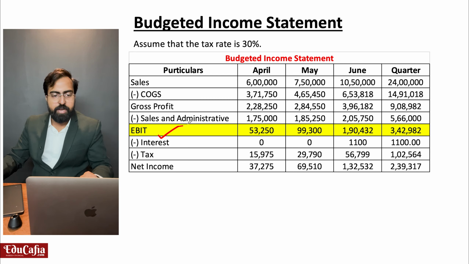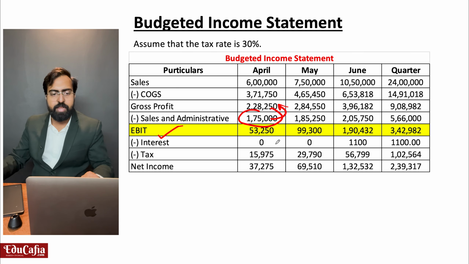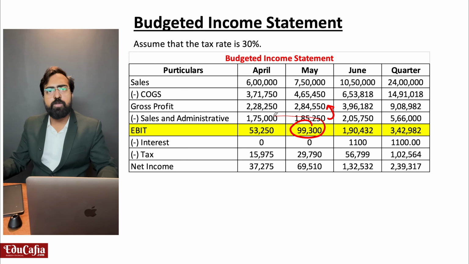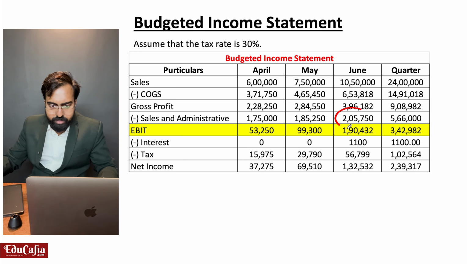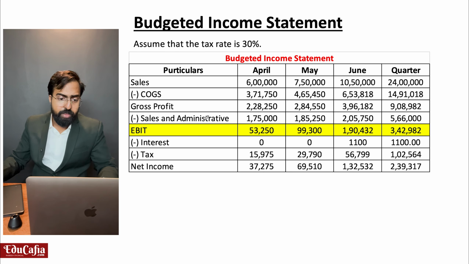Next, EBIT. How do we get EBIT? We deduct this expense from gross profit, we will get EBIT, right? So 2,28,250 minus 1,75,000 is equal to 53,250. For May, deducting from gross profit, you will get 99,300. For June, you will get 1,19,432. Very easy.